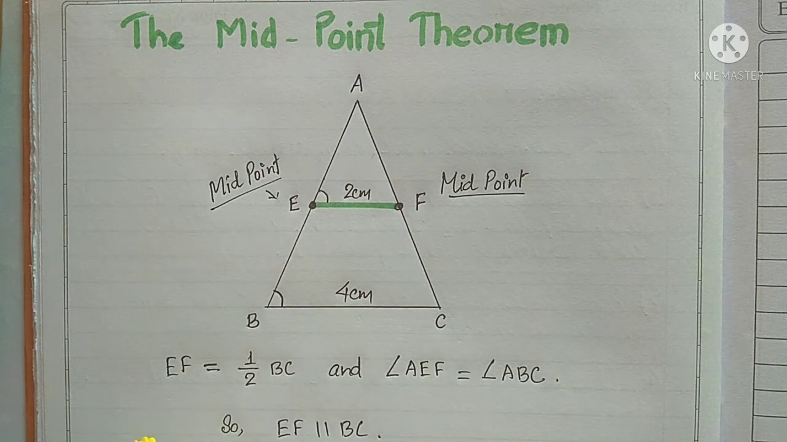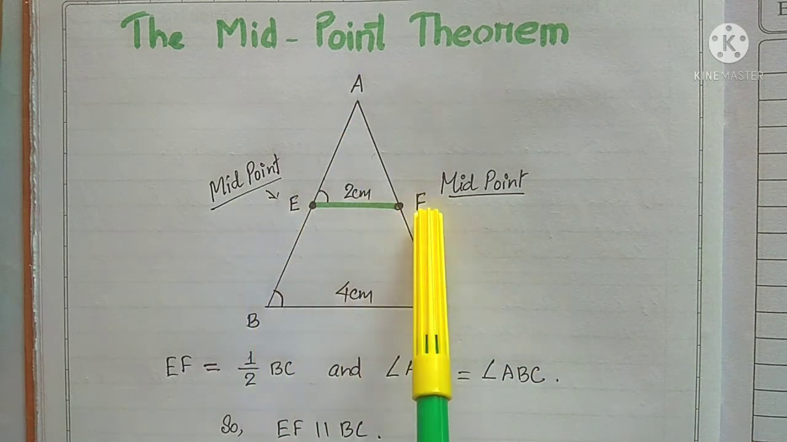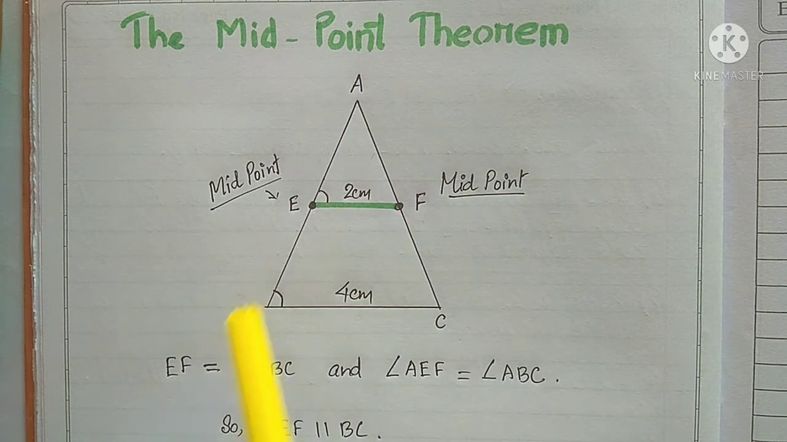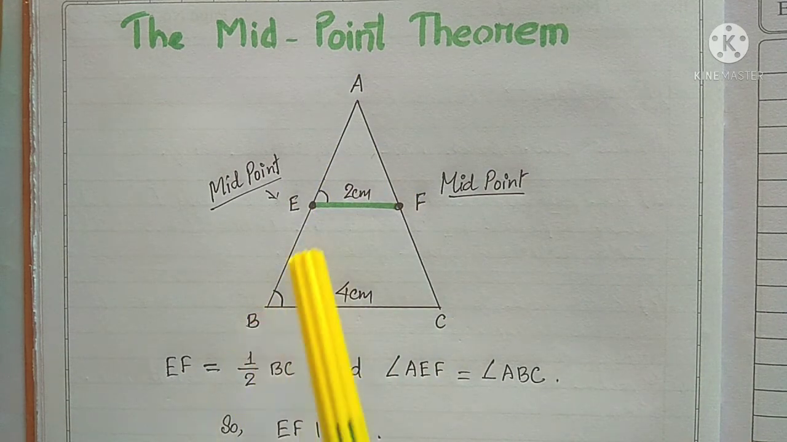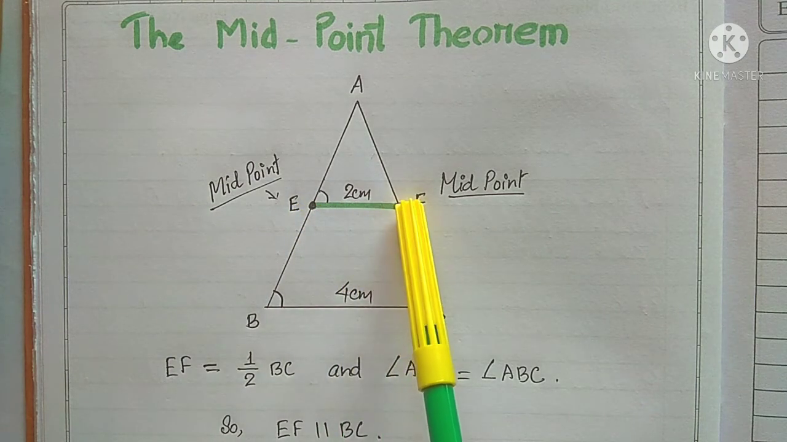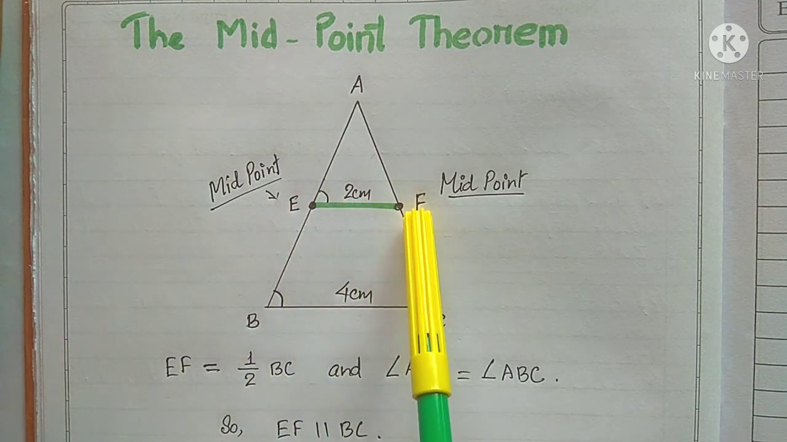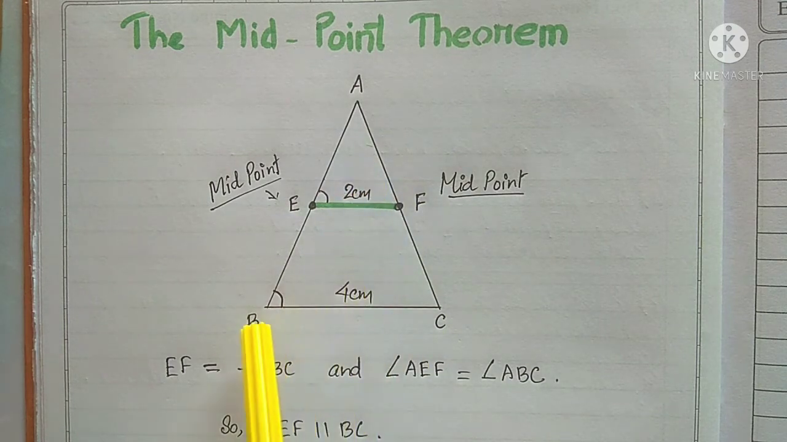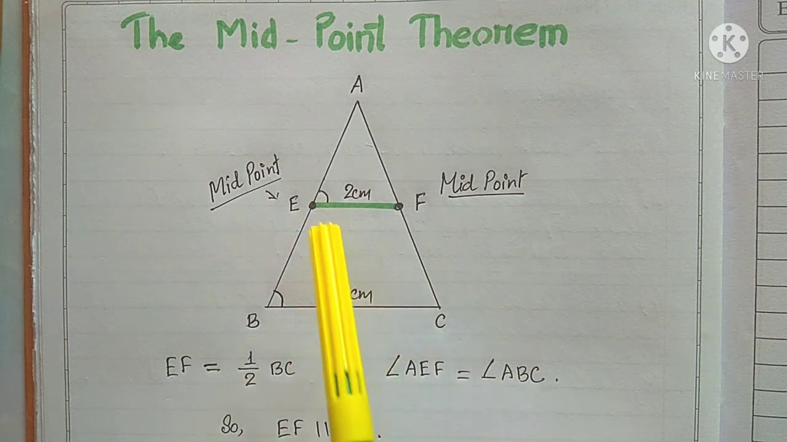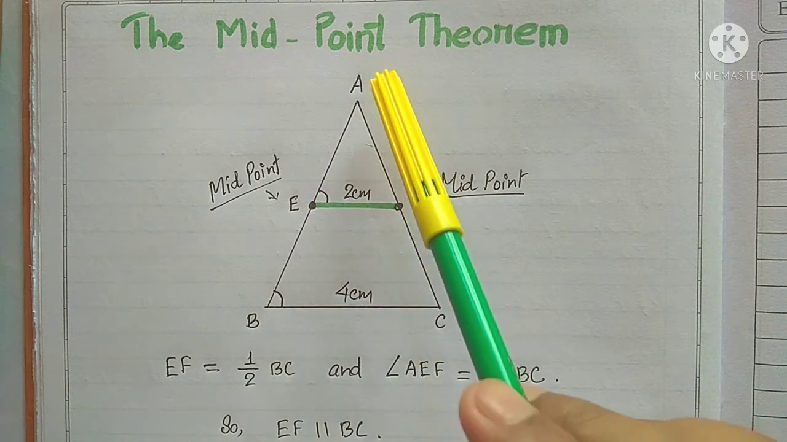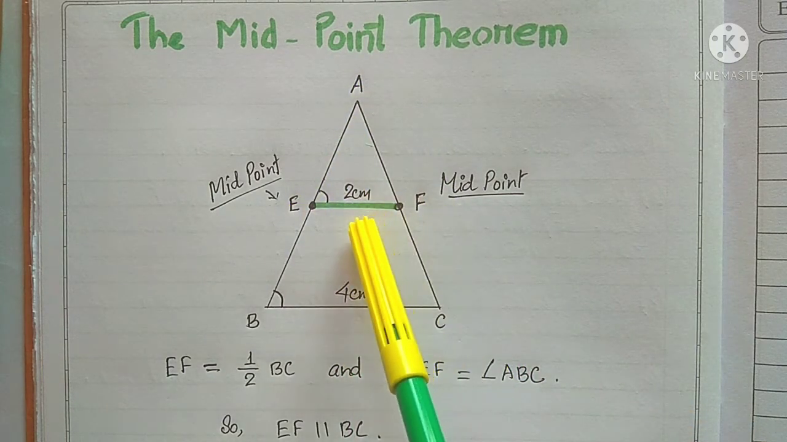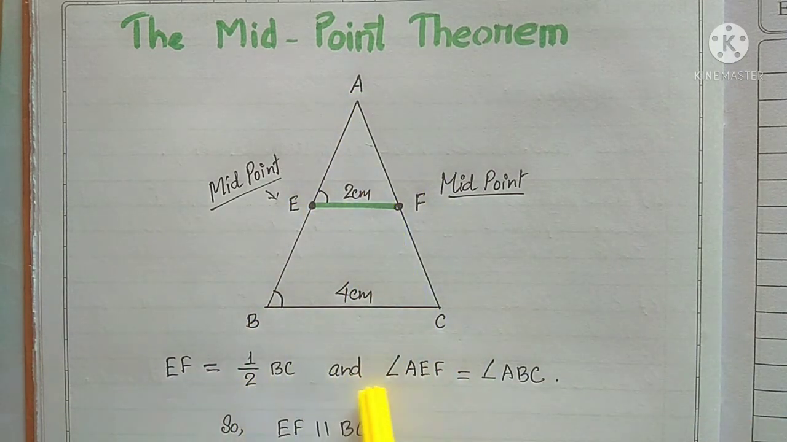As well as, one more property we get here: angle AEF is always equal to angle ABC. When does it happen? When E and F are the midpoints. If E and F are the midpoints, the length of EF is half of the third side BC, as well as angle AEF is equal to angle ABC. These two cases we always get. Is it clear?